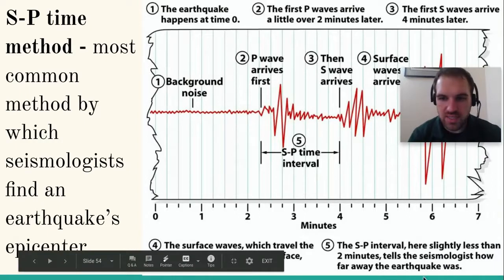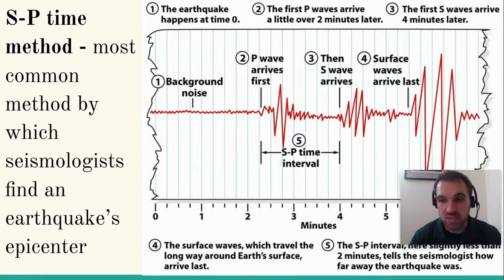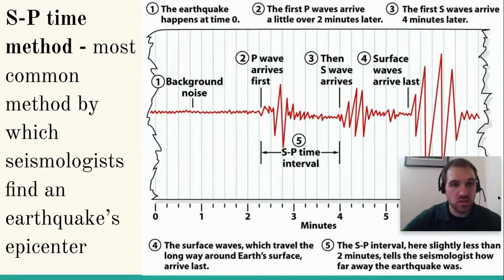So the S minus P interval is where we're going to take the S wave time, which is 4 minutes. We're going to subtract the P wave time, which is 2 minutes and 20 seconds. And when you do that, you have about 1 minute and 40 seconds left over. And now we can use this to determine where the epicenter is. So this is essentially the idea behind the S minus P time method.